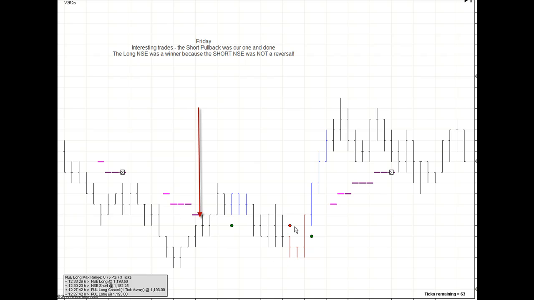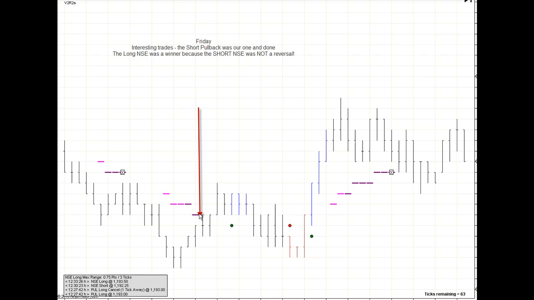Well, this long NSE, let's say you didn't take the short pullback trade. Maybe you walked in late and you took the long NSE and you see the short NSE here. Well, this NSE does not make that NSE a loser. We have different rules that tell us to reverse, to flatten out, and those rules did not happen yet. So this long NSE trade was actually a winner.